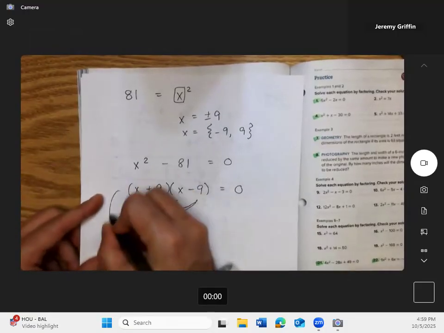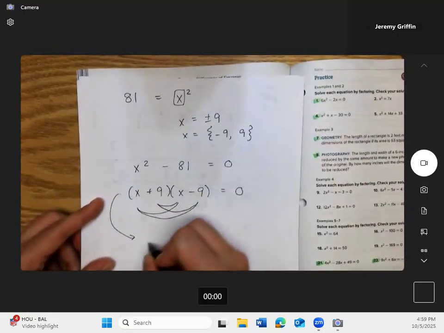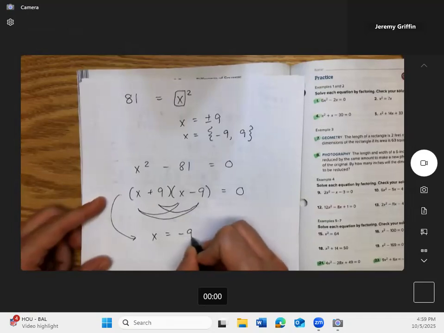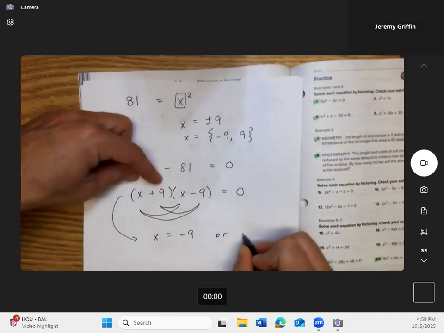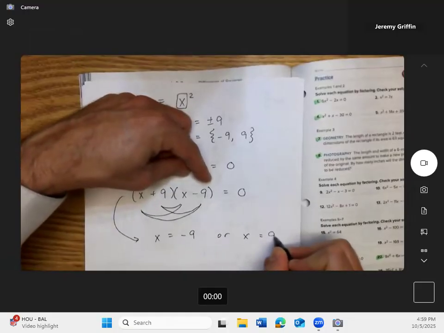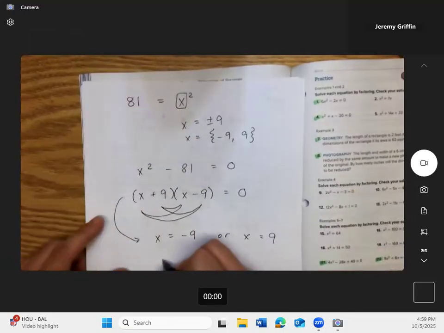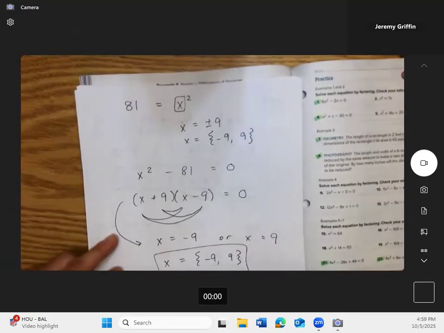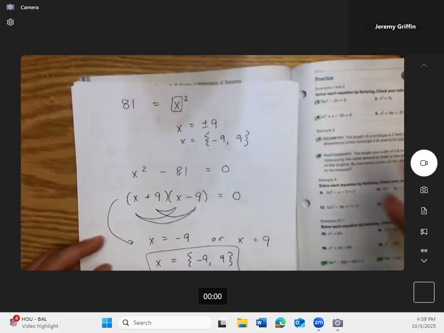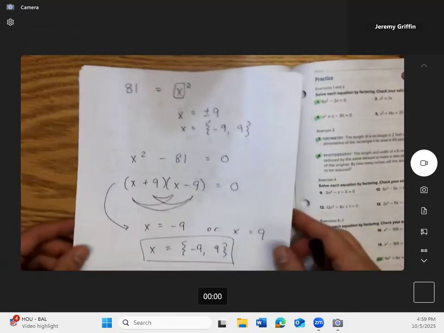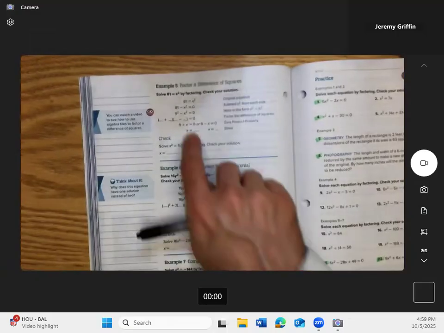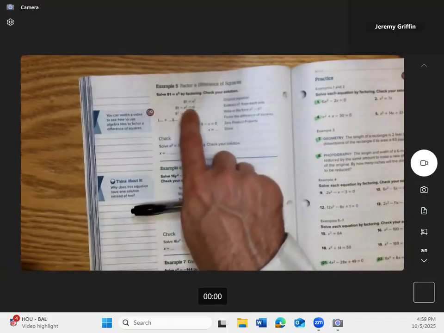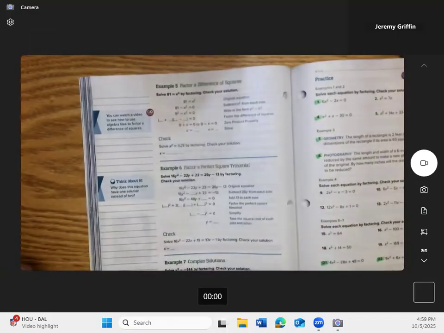And then picking up from this point, you get the same thing we got before. x equals negative 9 from this one, or x equals positive 9 from this one. Either would zero it out. x equals negative 9 or 9, with curly brackets, just like we got. But this is the factoring method. Now, your book did it a little bit differently because they subtracted over the x squared instead, so the process is a little bit different, but you really get the same answers.